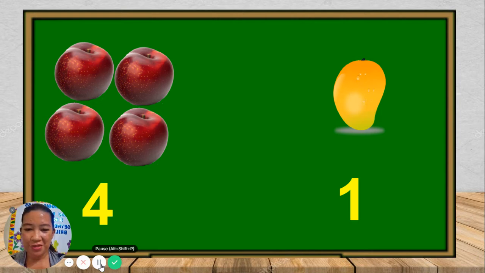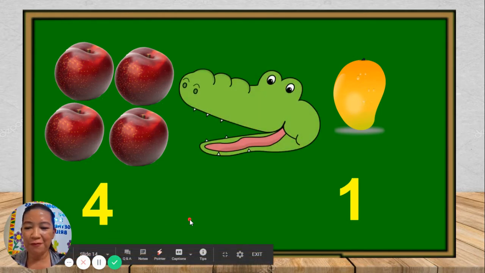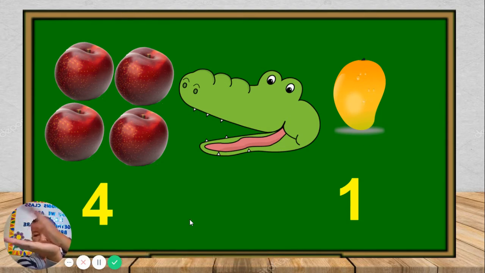Okay, get ready with your hands and we're going to eat the object that has more. Okay, let's try to find out. Ready with your hand. Is it 4 or 1? Okay, good job, everybody. And the answer would be 4. Let's munch 4, everybody. Yes, the alligator is going to eat 4 plums.